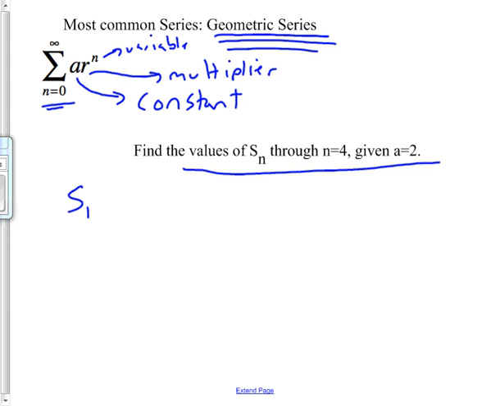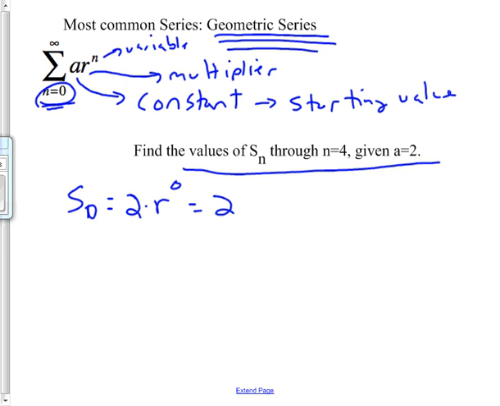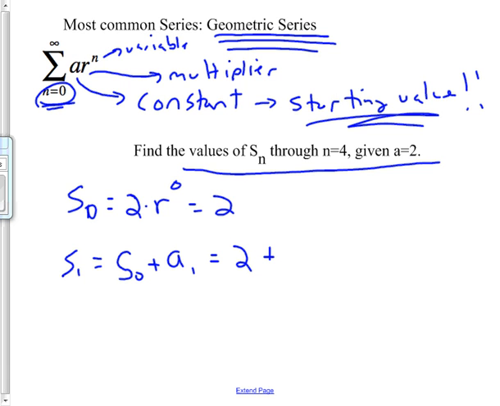So, s sub 1 would be, well, let's start with 0 because n is 0. So s sub 0 is a, which is 2, times r to the 0th, and we know anything to the 0 is 1, so that's just 2. So that's our initial amount. A is our constant, and it's also our starting value. And s sub 1, well, that's going to be s sub 0 plus a sub 1. So that's going to be 2, that's s sub 0, plus a sub 1.